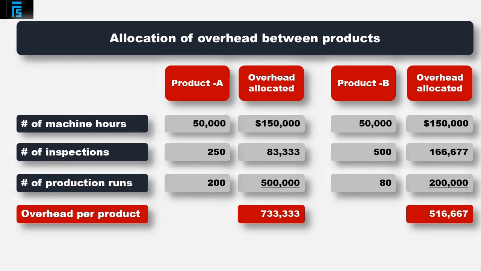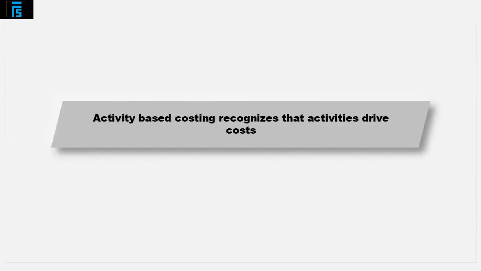Product A has used 200 production runs compared to B's 80 production runs. Given the significant overhead absorption rate of $2,500 per production run, Product A absorbs $500,000 of setup costs, compared to $200,000 for Product B. So, activity-based costing considers the activities that drive costs and traces overhead to products based on this. Essentially, the more activities, or the more use of company resources, then the greater the overhead absorbed.